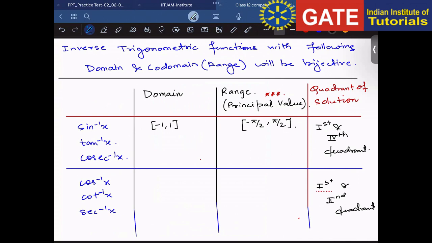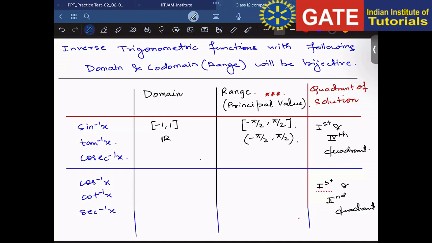The domain will be what? Their range was the complete real numbers, minus infinity to infinity, as I showed you. So your domain will become R. The range will be open bracket minus pi by 2 to pi by 2.